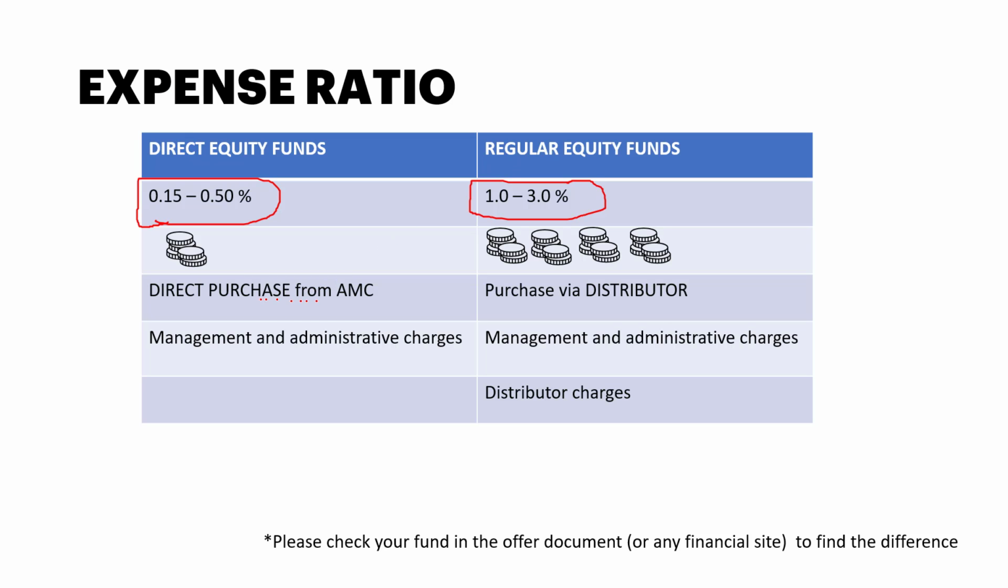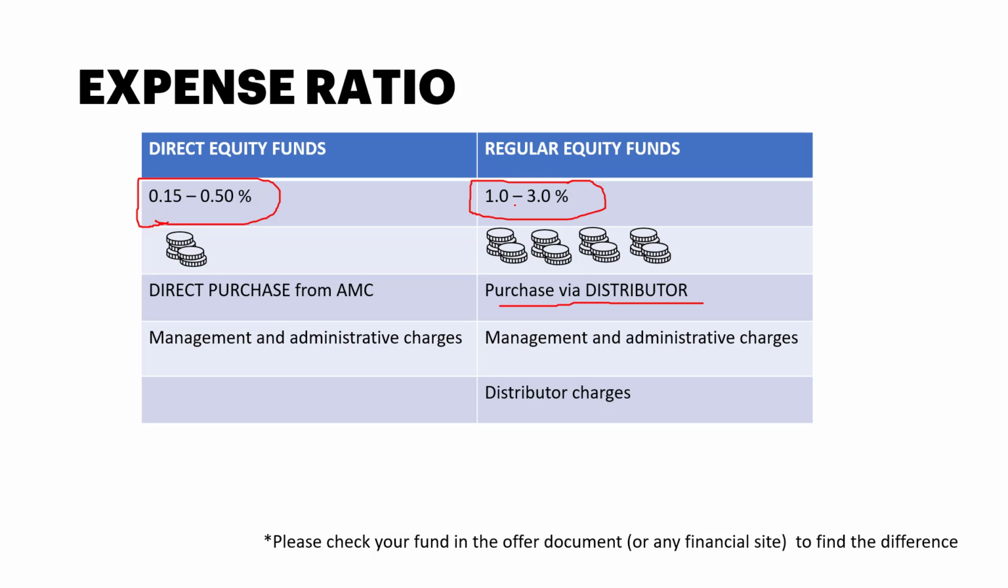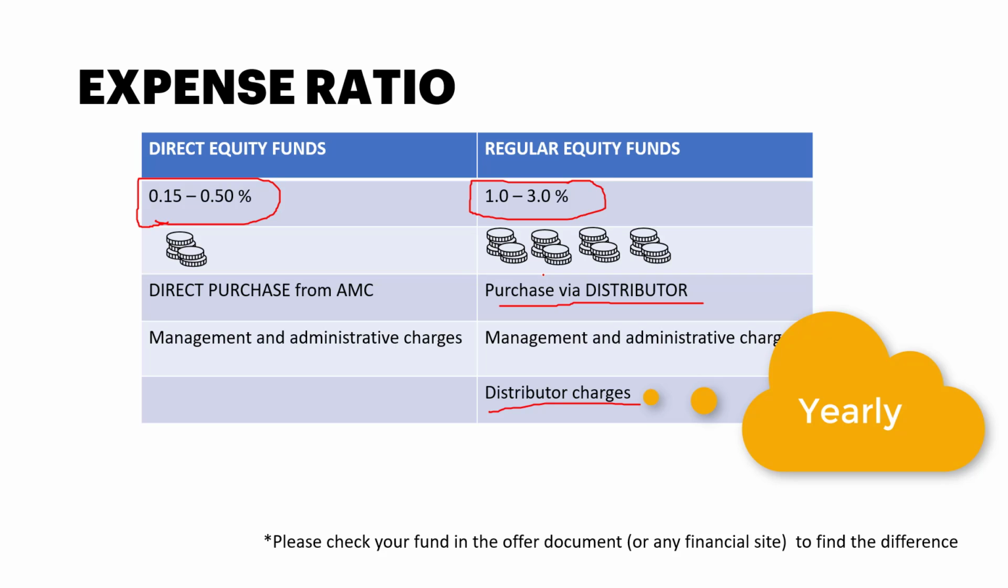So what is the difference between direct and regular? In direct, you purchase directly from the asset management company. In case of regular, you purchase it from a distributor, and that's where you have to pay some money to the distributor, and it is not a one-time charge. Distributor charges are every year, so you are paying close to 2% more every year based on the fund which you have used.